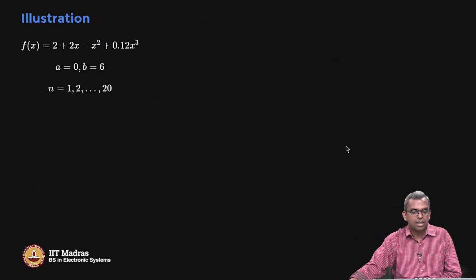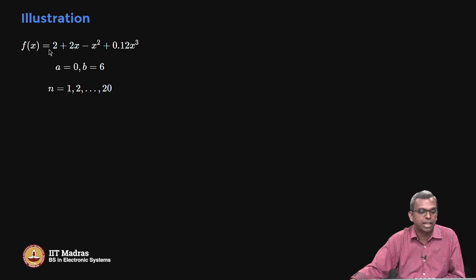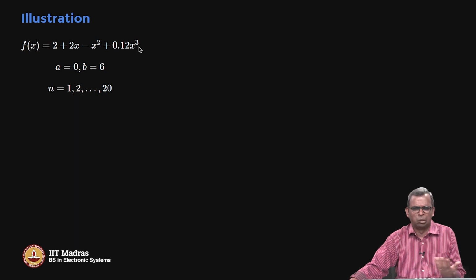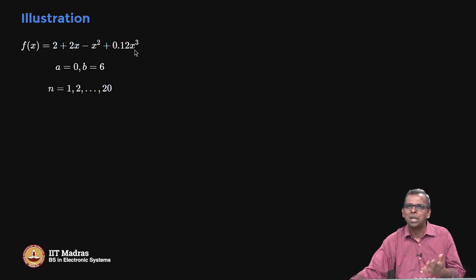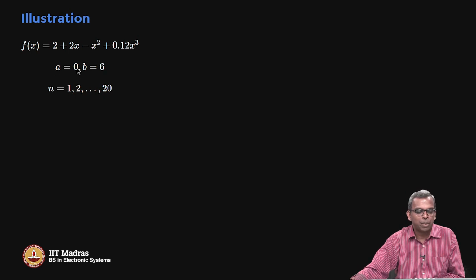So let's illustrate. I'll show you an illustration. I'm going to pick a particular f of x, 2 plus 2x minus x squared plus 0.12x cubed. Why did I pick it? It's a polynomial and it has a nice, decent shape. So I'm going to pick a equals 0, b equals 6, and I'm going to show it for n equals 1 to 20.